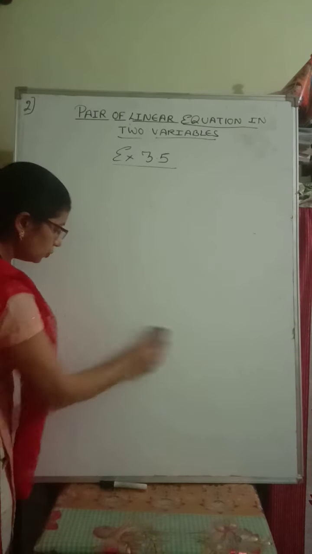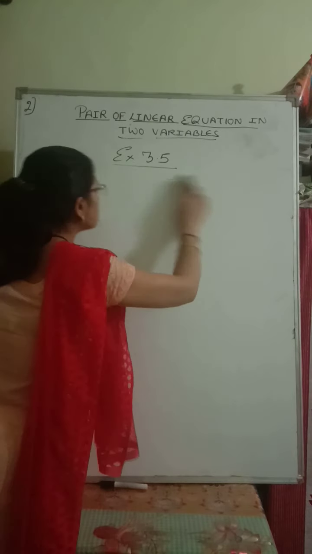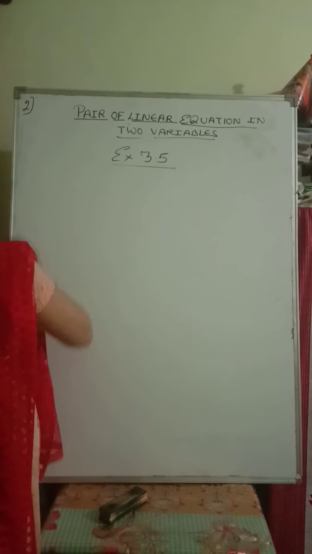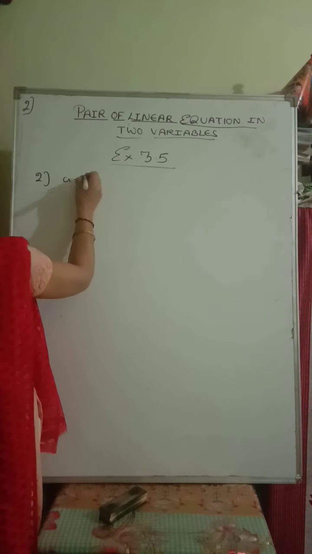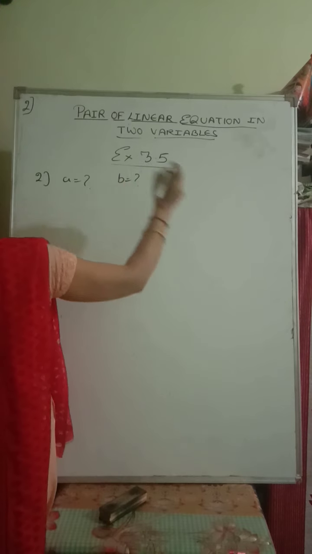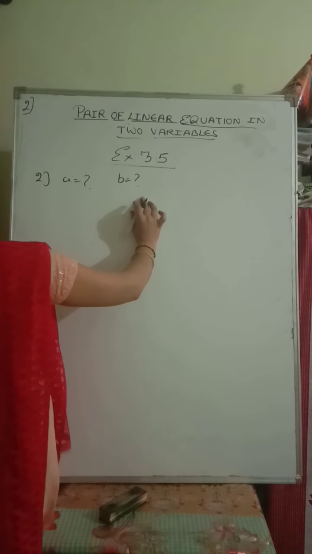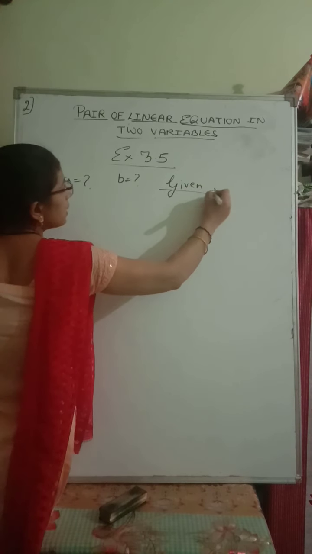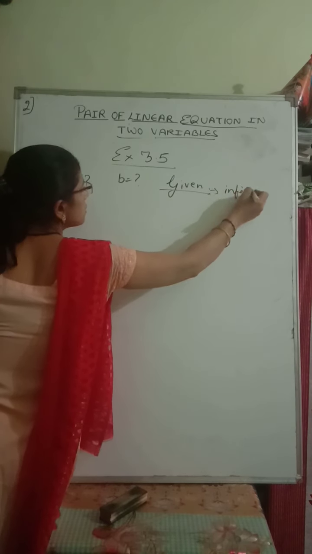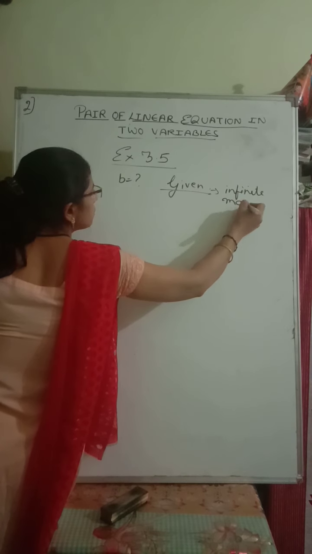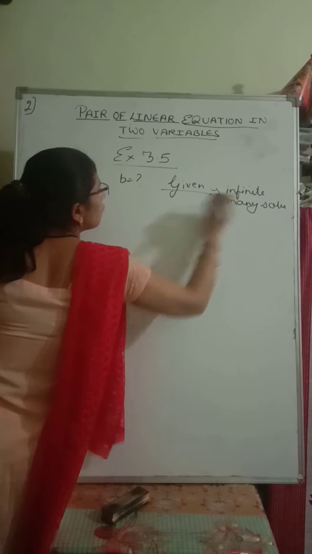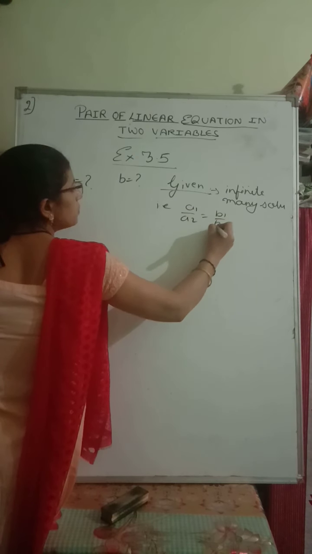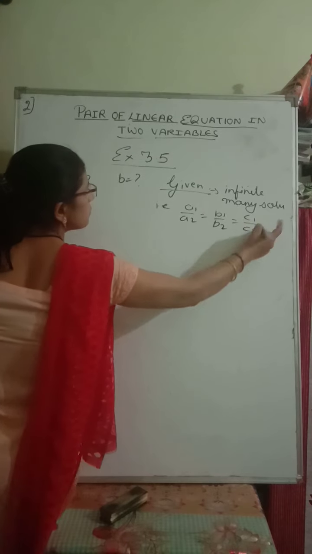For question number 2, what is given to you? For which values of a and b does the following pair of equations have infinitely many solutions? It is given to you that it has infinitely many solutions. What does it mean? That is a1 upon a2 is equal to b1 upon b2 is equal to c1 upon c2. This is given to you.